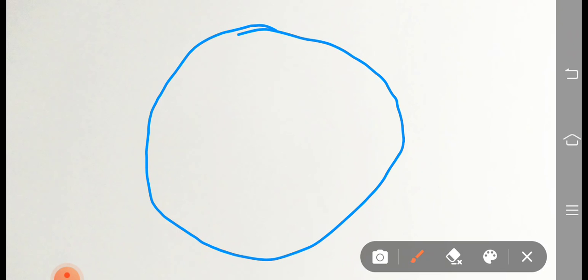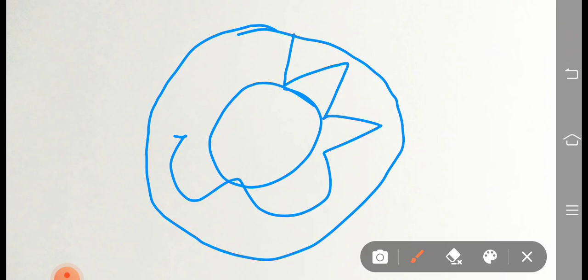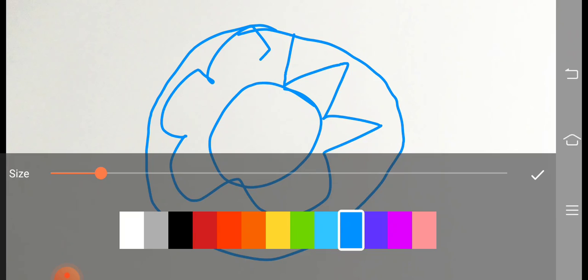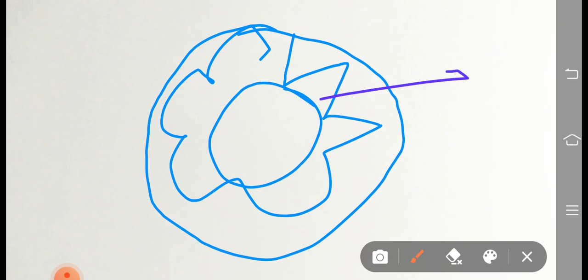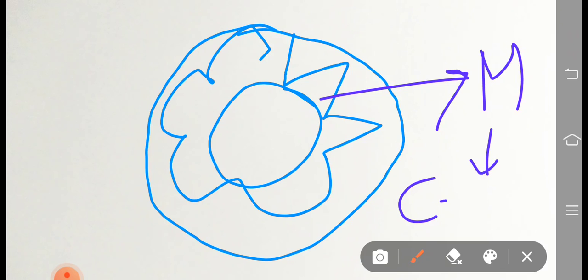Now where is this cavity? I have told you about triploblastics. Now this is your triploblastic. The cavity between the mesoderm layer. Okay, this cavity which is in between the mesoderm is your coelom.